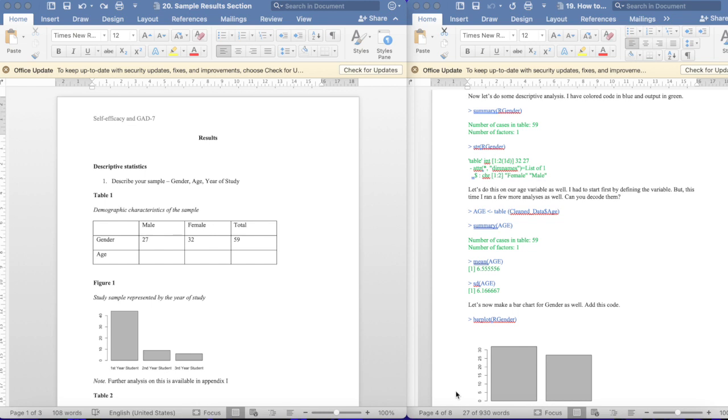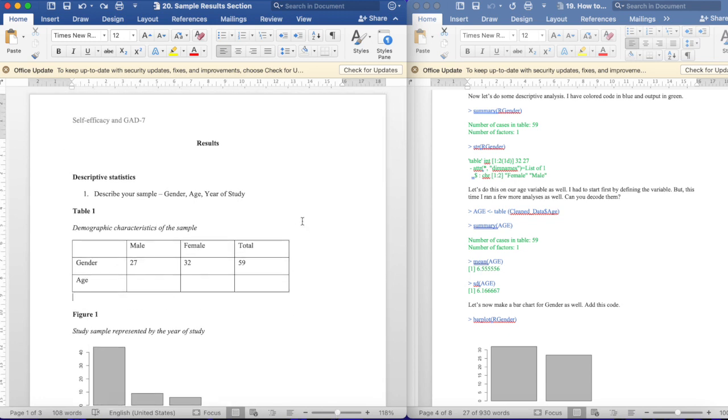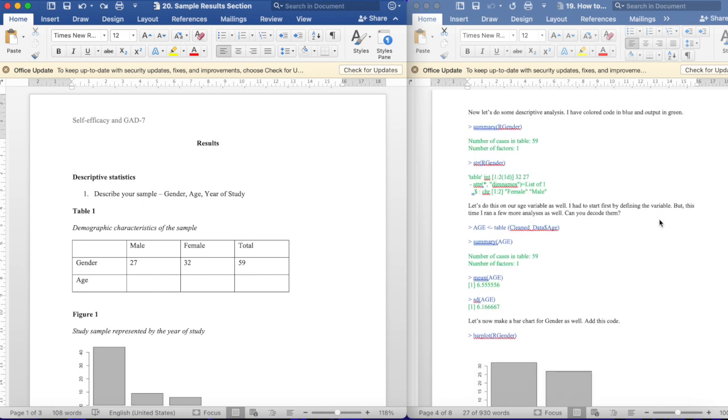Now, on the left side, you would see my Word document. So this is what I am going to use to show you how to write a basic results section. And on the right side, you would see another Word document. I did a bit of analysis using one of my data sets, utilizing R package. So that is that. And okay, so let's first see.